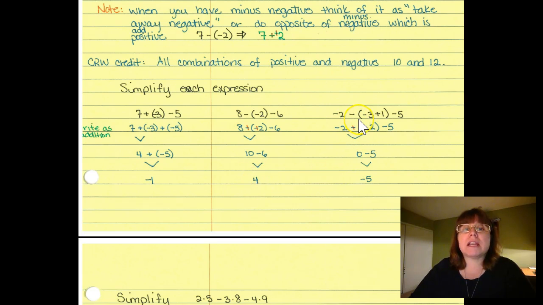2 minus, in parentheses, so this is a grouping of negative 3 plus 1, minus 5. Now we do the parentheses first. So negative 3 plus 1 is going to be a negative 2, but we have this negative sitting out there that we have to take into consideration. So a 2 minus a negative 2 is going to be the opposite of negative 2. So 2 plus positive 2 minus 5. Well, negative 2 plus 2 is 0. 0 minus 5 is negative 5.